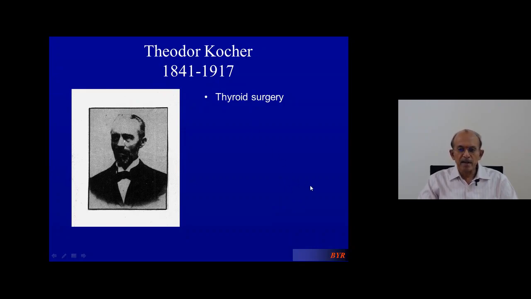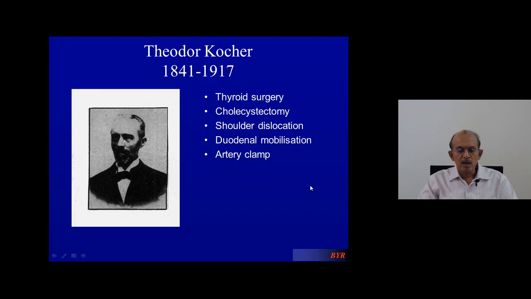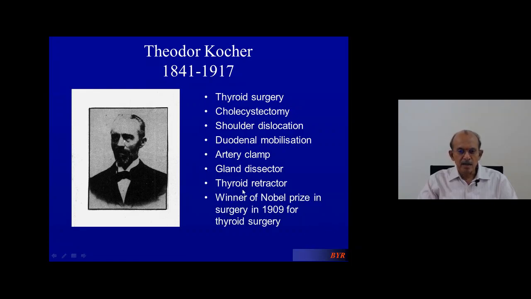Theodore Kocher is a pioneer in thyroid surgery. So whenever you think of thyroid, you must always remember this great name, Theodore Kocher. He pioneered these surgeries: thyroid surgery, cholecystectomy, shoulder dislocation reduction, and duodenal mobilization, and he devised a clamp which goes by his name, Kocher's clamp. He also devised a thyroid gland dissector and a thyroid retractor, and for his great service in surgery, he was awarded the Nobel Prize in 1909, especially for his thyroid surgery.